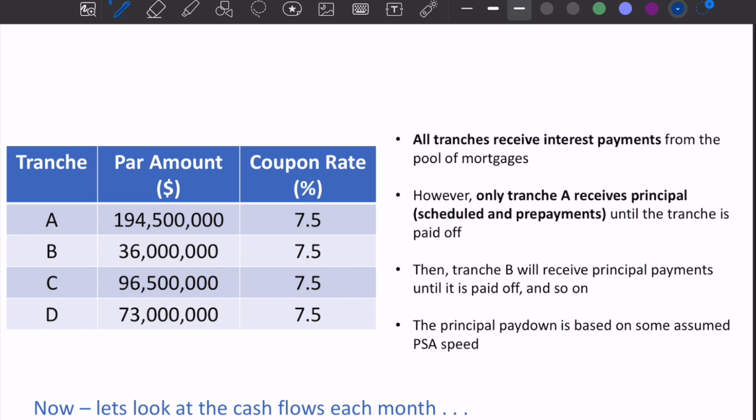They're going to receive all the scheduled principal and all the prepayments, and they're going to continue to receive that until tranche A is paid off. So month after month. Then tranche B is going to start receiving scheduled principal and prepayments until B is paid off, and it keeps on going all the way throughout the table. When we look at the math on the next slide, it starts off very similar to the math of a mortgage-backed security or a mortgage pass-through. It's just where we're applying the principal that's different.